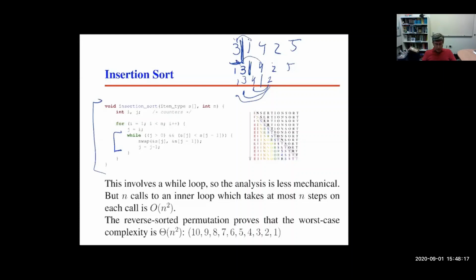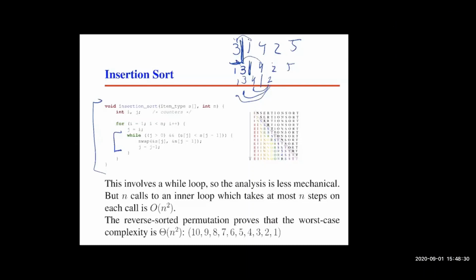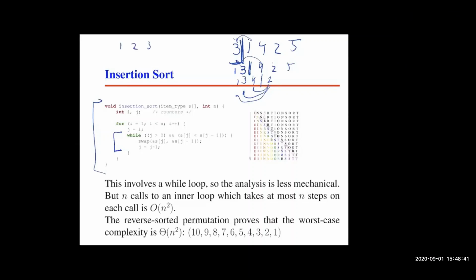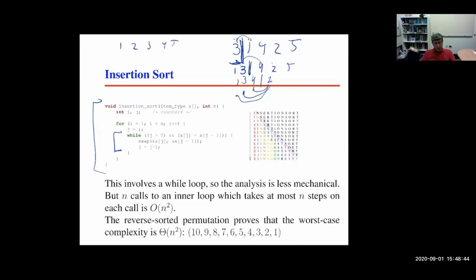What would be the best case for this insertion sort? What would be a permutation where this inner while loop was always being answered quickly? No swaps at all. What would be the input that would give me no swaps if I give you n items? They're already sorted, right? If I give you 1, 2, 3, 4, 5, I'm in the right position. Nope, I'm not going to change. I'm happy where I am. The best case of this is order n, right?